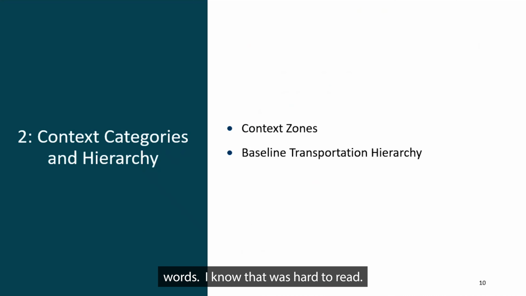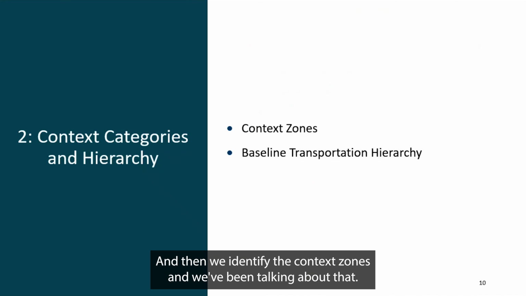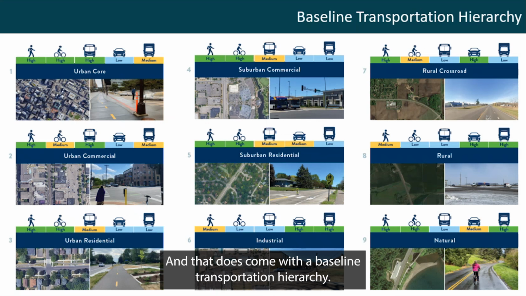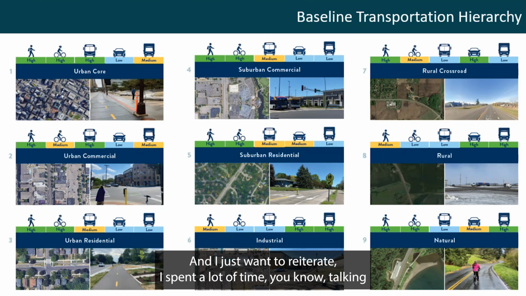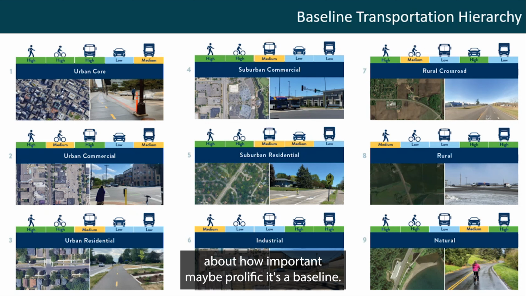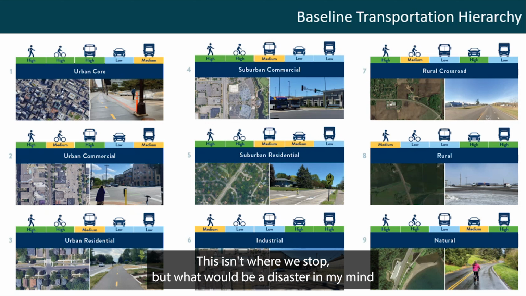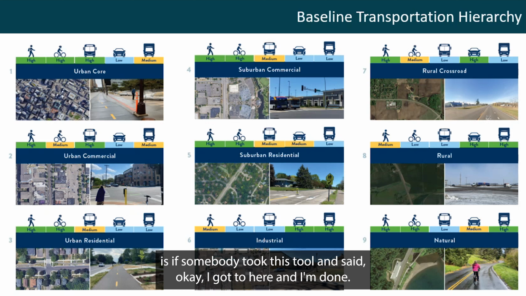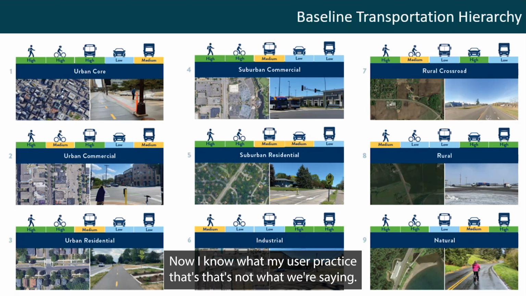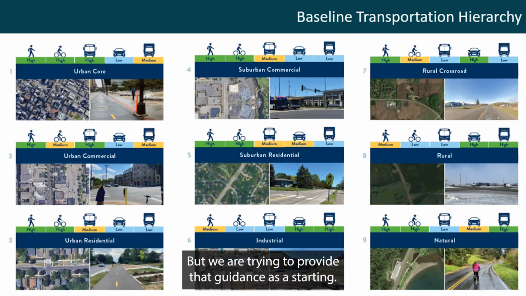Okay. And then we identify the context zones, and we've been talking about that, and that does come with the baseline transportation hierarchy. And I just want to reiterate, I spent a lot of time talking about how it's important, maybe prolific. It's a baseline. This isn't where we stop. What would be a disaster in my mind is if somebody took this tool and said, okay, I got to here and I'm done. Now I know what my user practice is. That's not what we're saying, but we are trying to provide that guidance as a starting point.